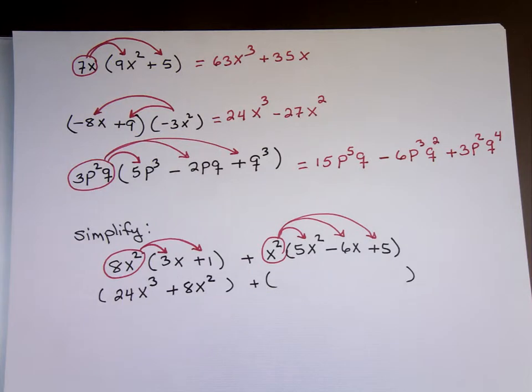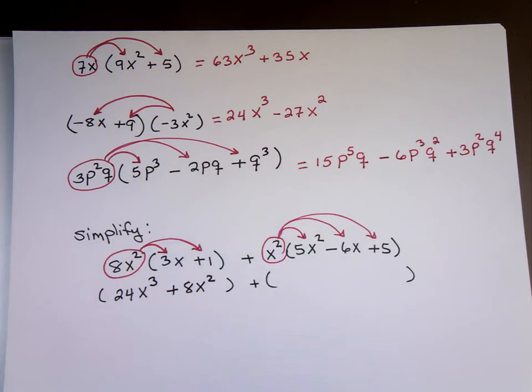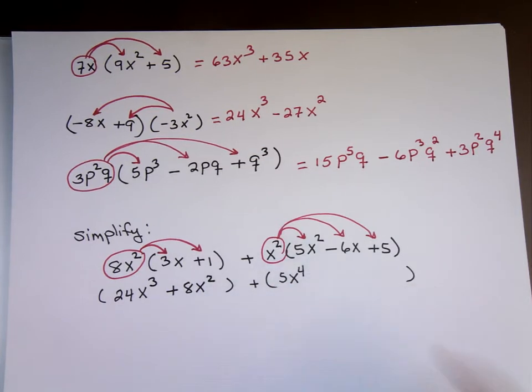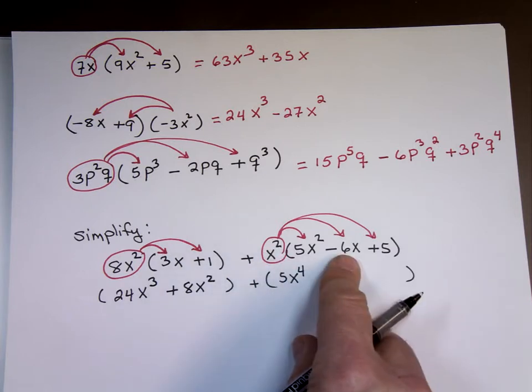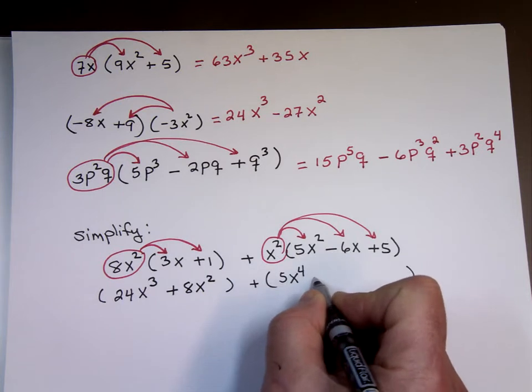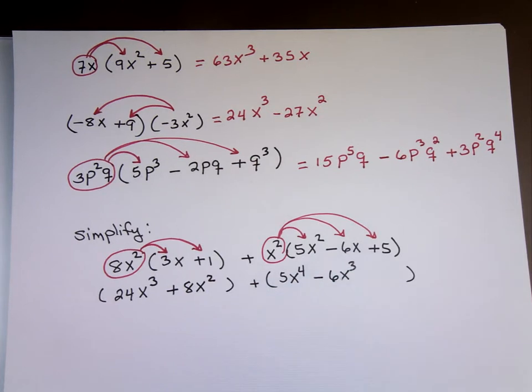Here's the plus sign. I'm leaving the sign plus. Let's take the x squared multiplied by all of these. What's x squared times 5x squared? Good. 5x to the fourth. What is x squared times a negative 6x? X to the 3. Good. And what is x squared times the plus 5? 5x squared.